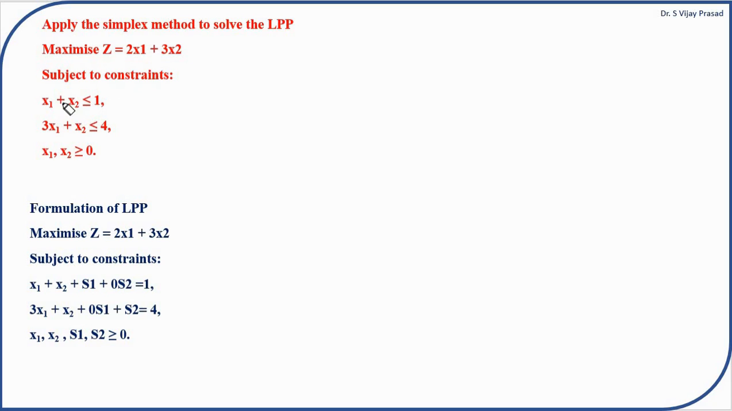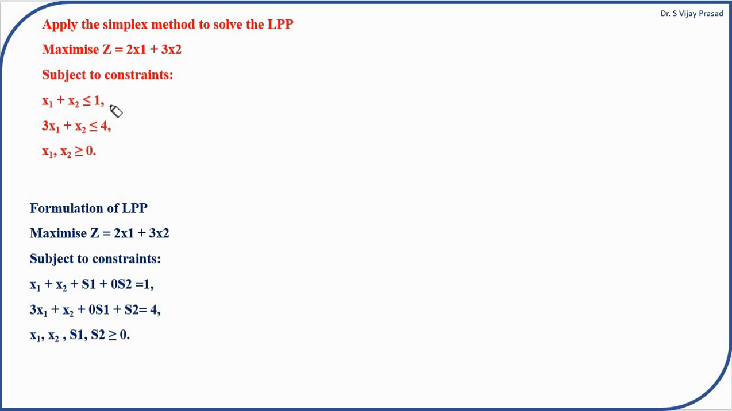Now I am discussing the maximization of z with constraints having the less than or equal to symbol only. In this video I am going to explain the solution of a linear programming problem by the simplex method with the maximization function and the constraints having less than or equal to symbols only. In the coming videos, I am going to explain mixed constraints, that means less than or equal to as well as greater than or equal to. In coming videos, you can watch.